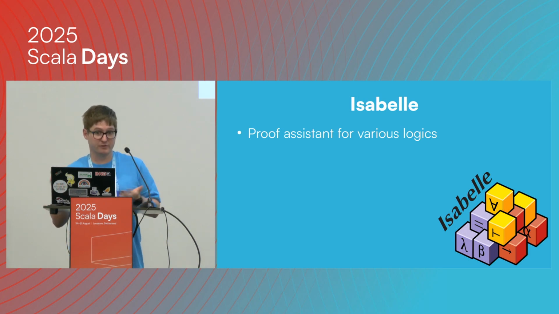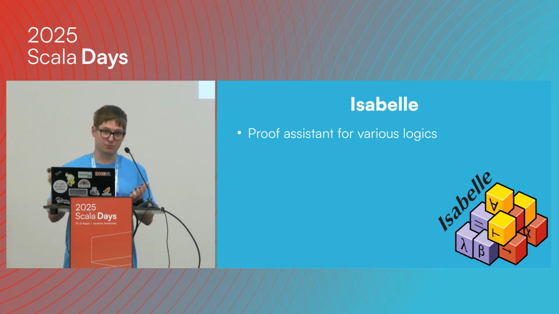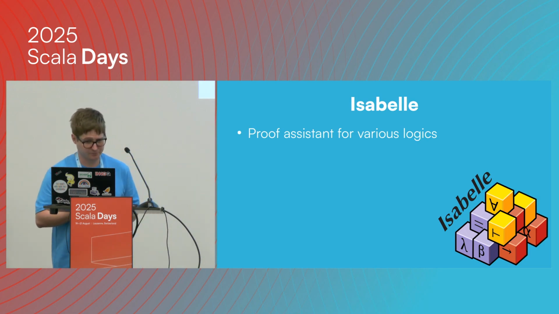So I can say prove this by induction, prove this by case distinction, whatever. I can do the whole thing that I would do in a math textbook in order to do some proofs, but the system will check it for me. If I make a mistake, it will yell at me. Think of it as a turbocharged type checker. It will actually look at all of these individual steps and see if they make sense.